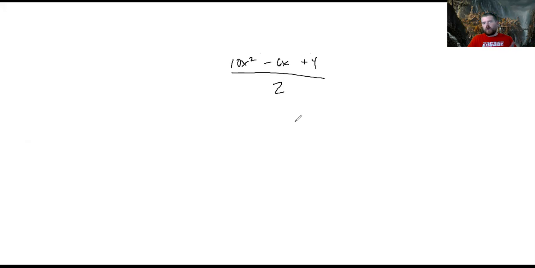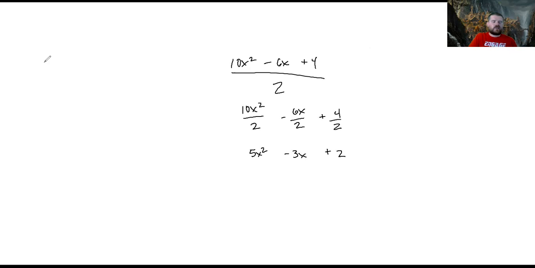When you only have a monomial, the process is pretty straightforward. You can simply break apart the fraction. So I can do 10x squared over 2 minus 6x over 2 plus 4 over 2. So we break it apart into each of those different terms, and then you just divide as normal. So 10 divided by 2, 6 divided by 2, 4 divided by 2 here. If you need help with the rules of exponents, if it's been a while, remember that that's back in Unit 1. So if you want to go back and look at that video, that's available on YouTube as well.